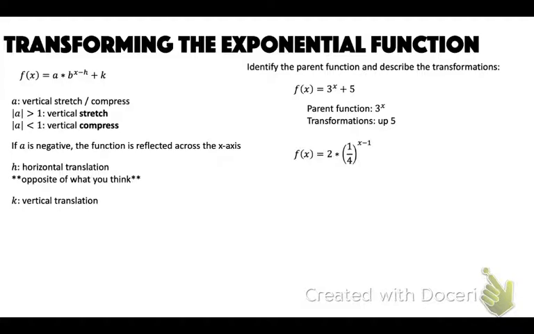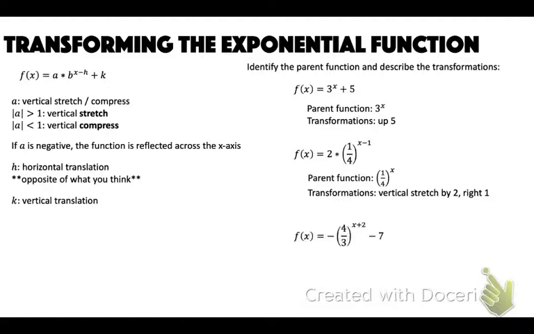This one, so we have 2 times 1/4 to the x minus 1 power. So the parent function is 1/4 to the x. The transformation is a vertical stretch by 2, and it moves right 1. This one, so the parent function is 4/3 to the x power. And then the negative reflects it across the x-axis. The plus 2 moves it left 2, and the minus 7 moves it down 7.